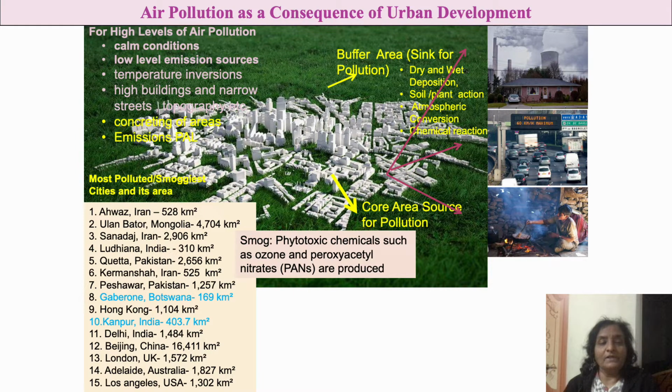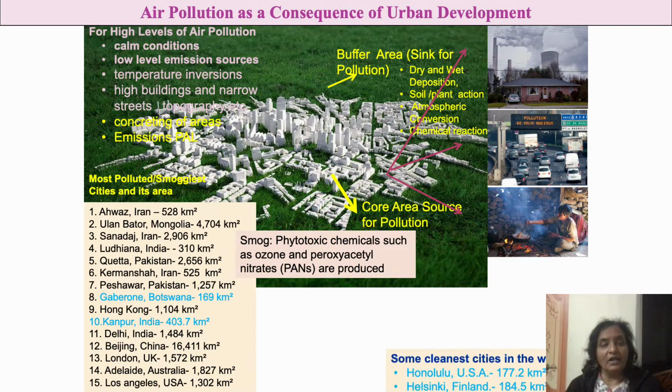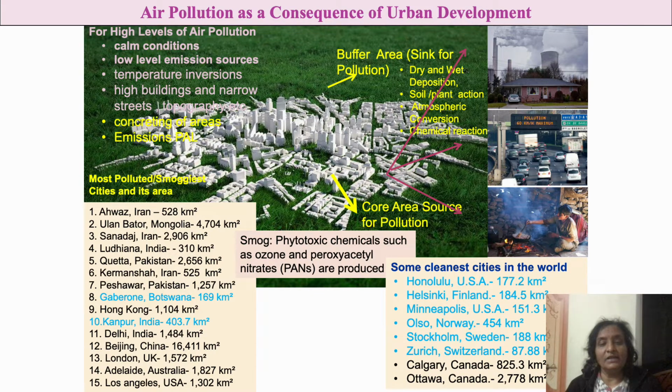Now, such smoggiest cities, if we see around the world, then we can see that many are there. I have listed about 15 such cities. These cities have typical characteristics. They are more than 500 square kilometers with a very low buffer area. Similarly, if we see some of the cleanest cities in the world, then we can see that these cities are less than 200 square kilometers as the built up core area, and the buffer area is very high.